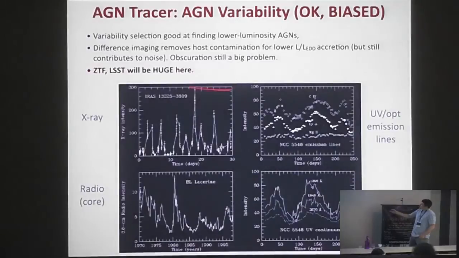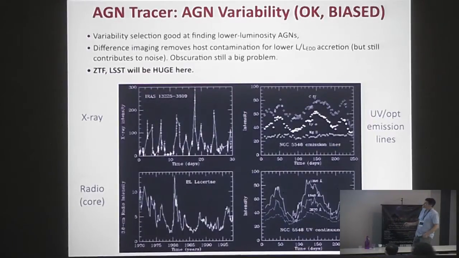Okay. In this regard, you still have the issue of obscuration. If you are obscuring the nuclear region, if it varies or not, it doesn't matter because you're never seeing it in the first place. So it's still biased, but it can probe lower luminosity. ZTF, the Zwicky Transient Facility, is operating today. It just released its first data release, and it's essentially observing a large fraction of the sky with multiple epochs, and so you can actually track and look for low luminosity AGN in them.